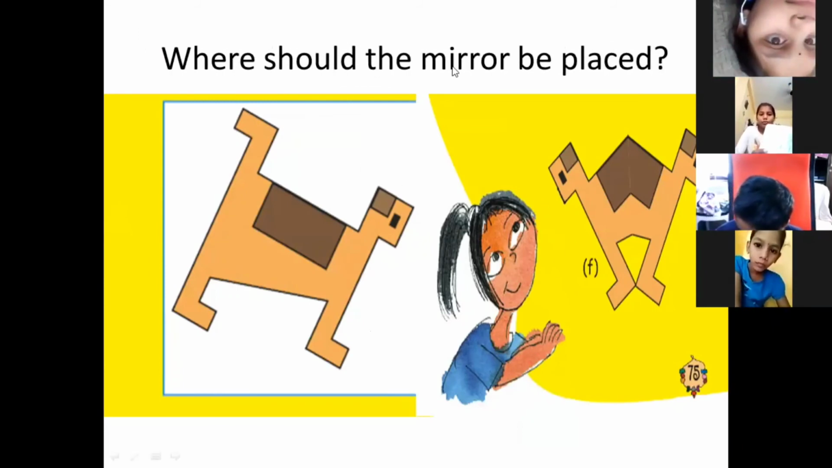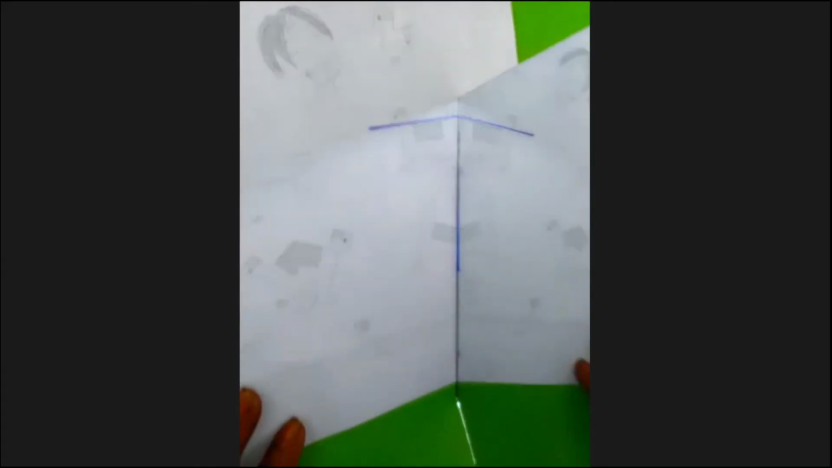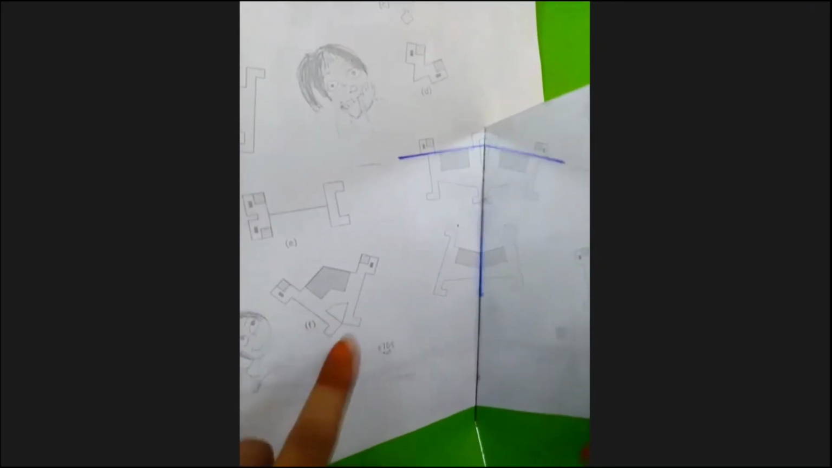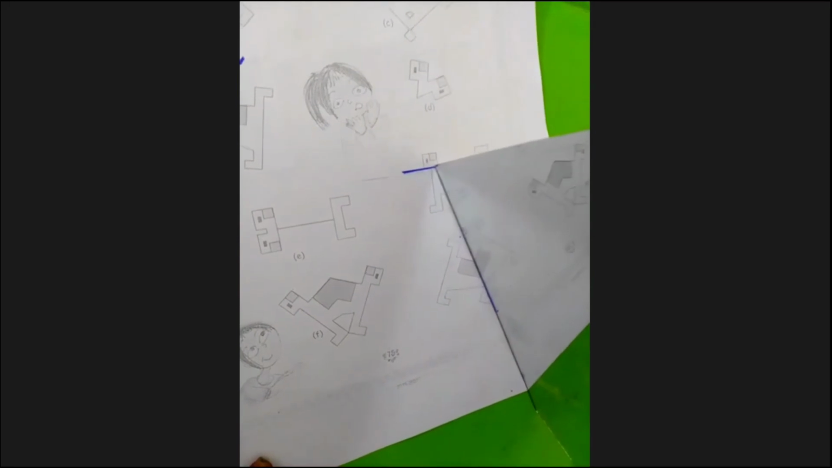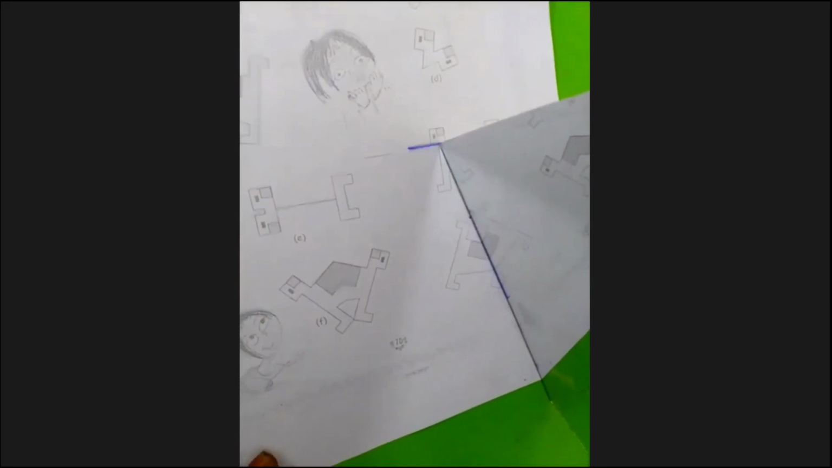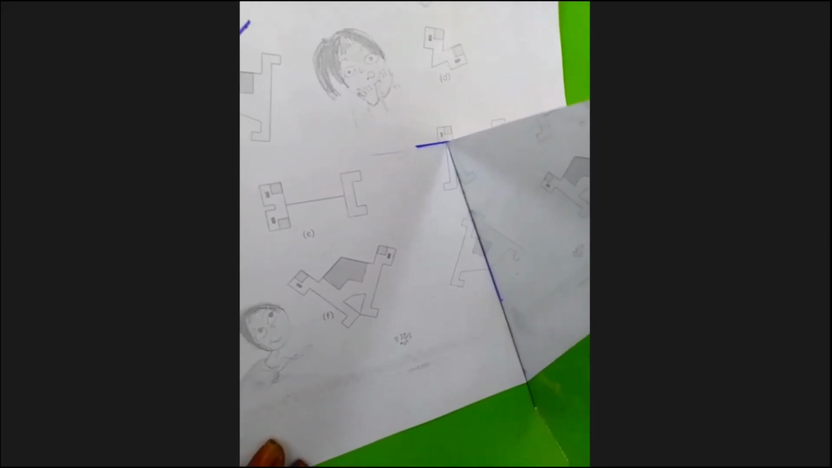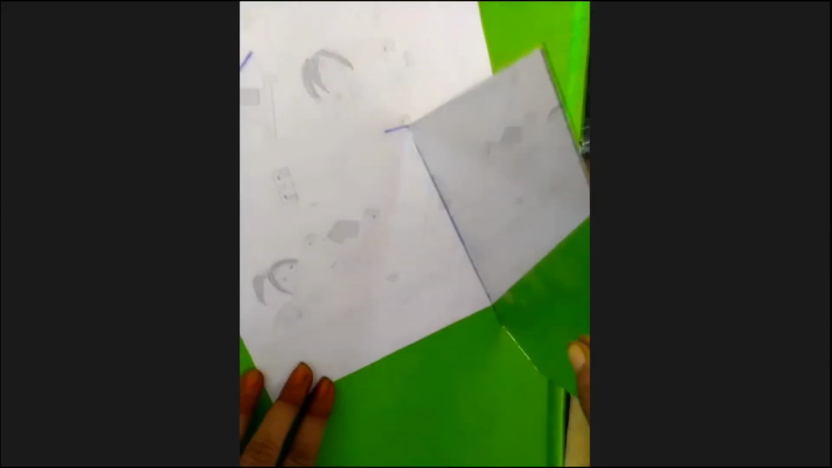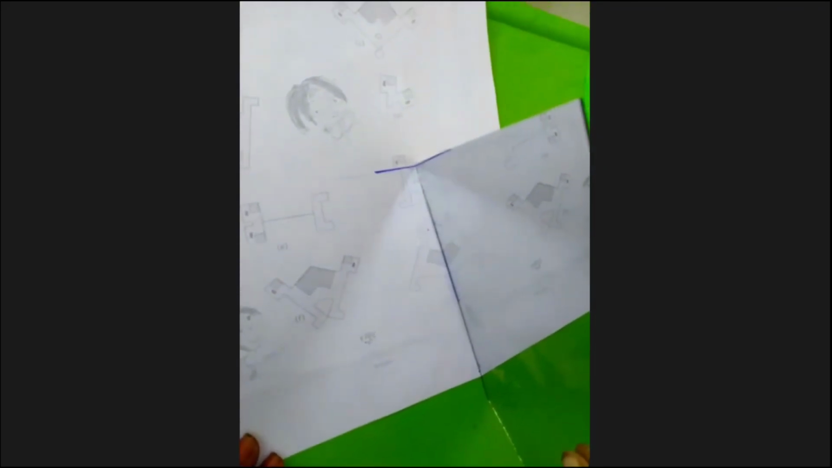So let us check. See here. Am I getting the picture? This picture I need to get. So again I am changing a little bit. Am I getting the picture? No, ma'am. Now? Yes, ma'am. Check properly. No, ma'am.